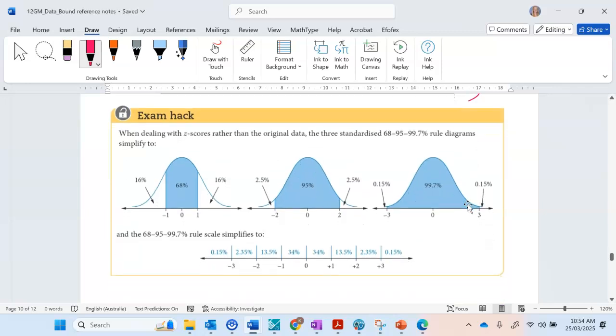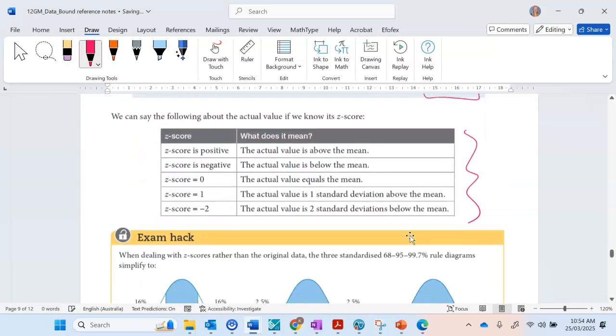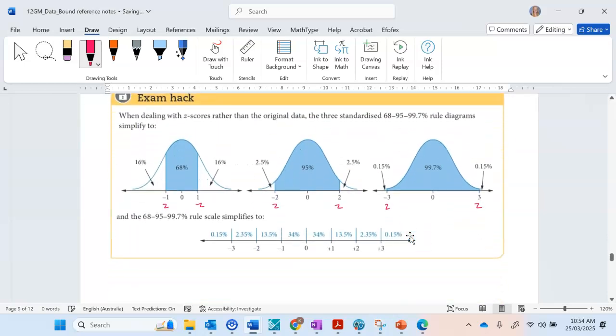So here are the diagrams again with the 68, 95, 99.7% and just the z-scores. So there's your z. A little bit different to before, just slightly different. I'll just scroll back up. Remember we had the mean and then the mean plus the standard deviation. Here we've just got the z-scores written there. And then you've got your percentages as well, just like before. So very much the same as the normal distribution, we're just standardizing it.